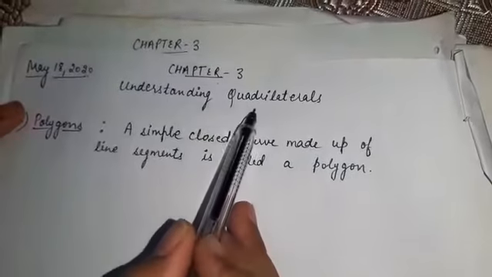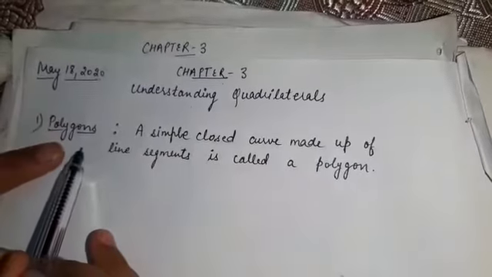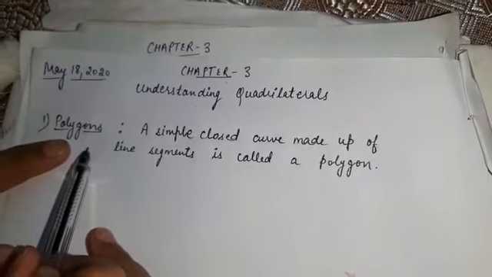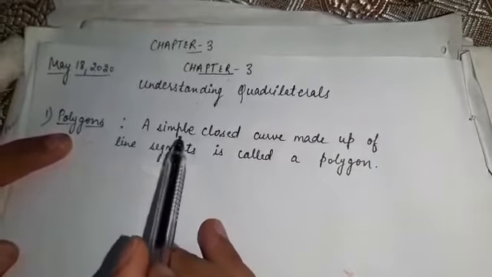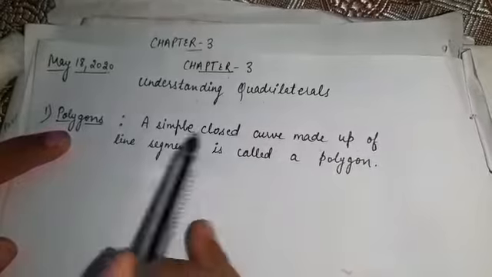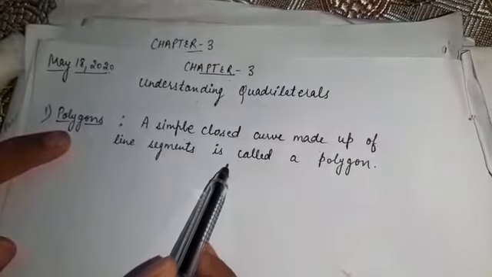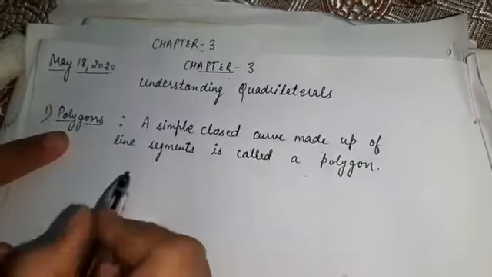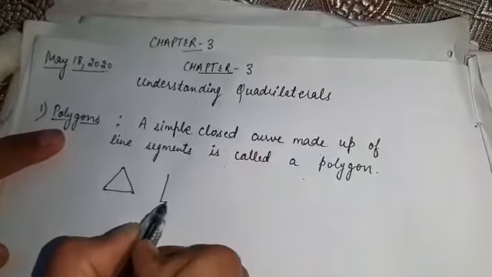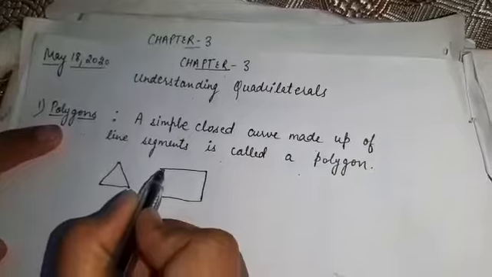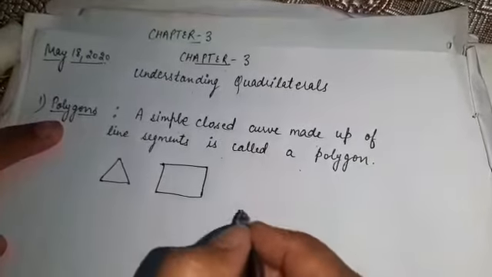It is understanding quadrilaterals. Very first topic of this chapter is polygons. You have done that in class 7 also. A simple closed curve made up of line segments only is called polygon. For example, triangle, a quadrilateral, it is a polygon.